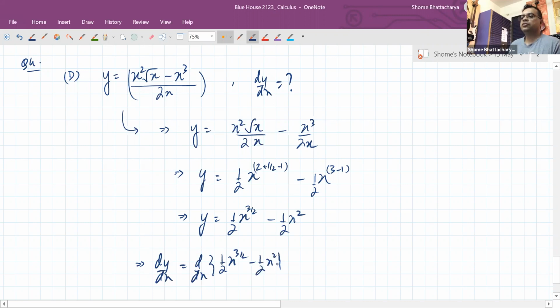So next you can take the differential operator inside the bracket and complete the differentiation part. Okay, so hope this is clear. Just make a quick note of this if required.